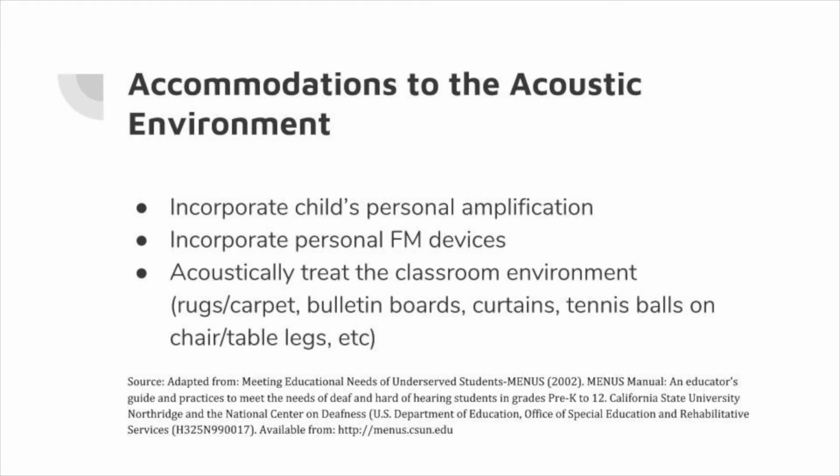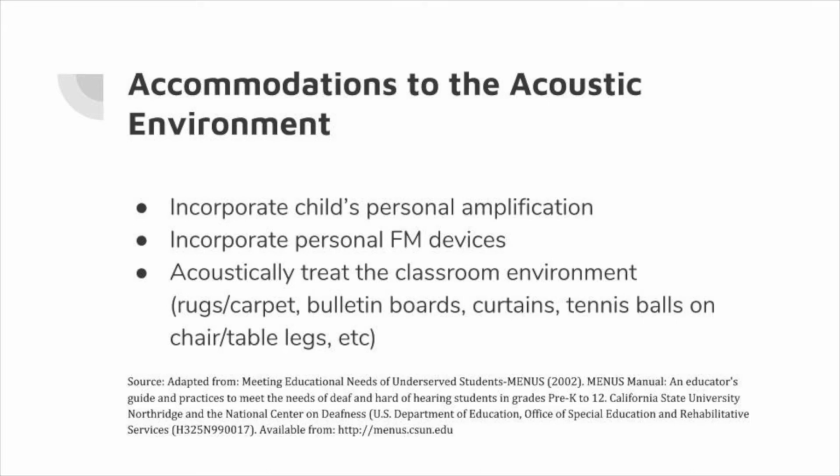Other accommodations that can be made to the acoustic environment is absolutely incorporate the child's personal amplification, be that a hearing aid or a cochlear implant. Make sure that the child has the bilateral amplifications necessary for him, that would be recommended by the audiologist, that they are all working. We've done the troubleshooting for the hearing aids and the cochlear implants. And you also incorporate any type of personal FM device. You would be wearing the microphone and the child would have the receiver. However that device works, be sure that you use that and you follow the instructions that we've already discussed in the previous module.